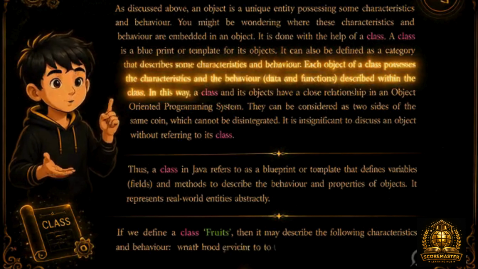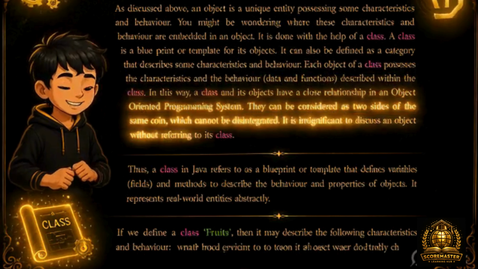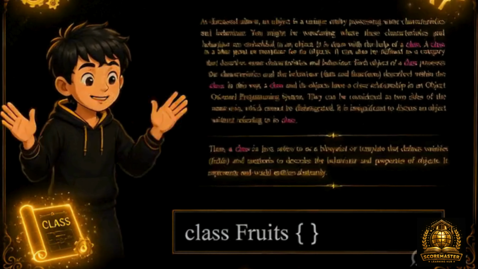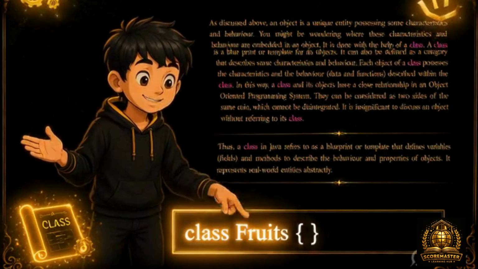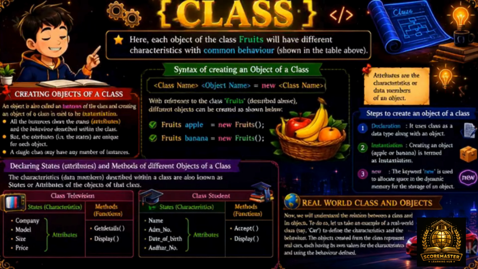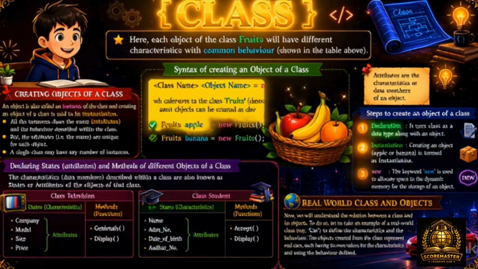A class is a blueprint for objects. It defines the variables and methods for its objects. For example, a fruits class might look like this. This defines the template for fruit objects. Here, each object of the class fruits will have different characteristics with common behavior.